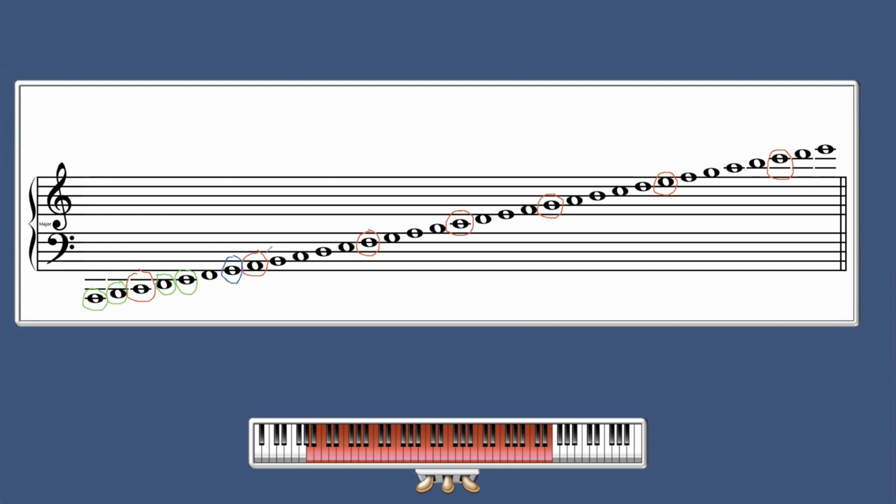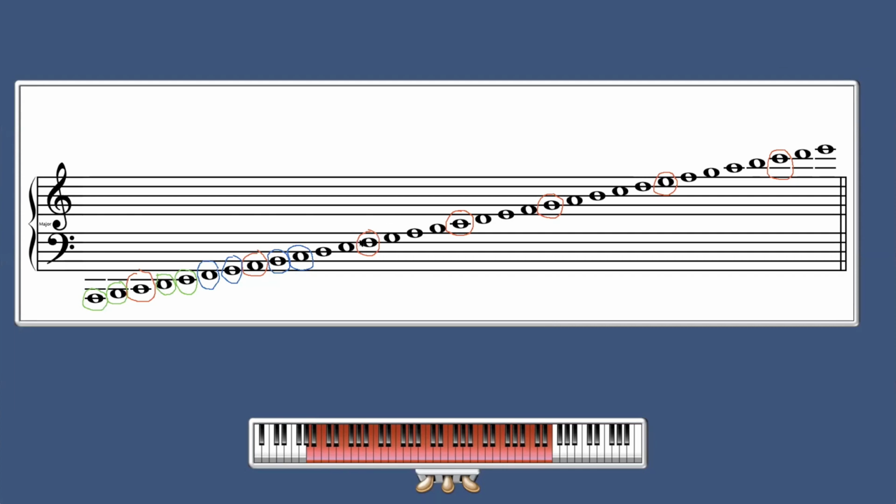Bottom space A: a step below is G. And bottom space A is responsible for a step above, which is? B. And a skip below, which is? F. And a skip above, which is? C. And my next home note is?